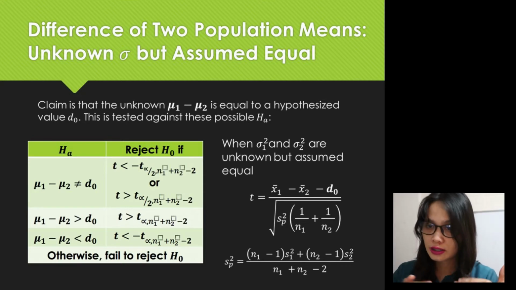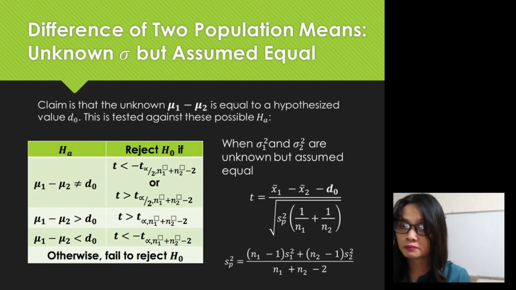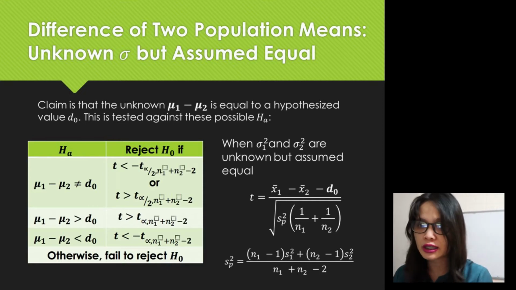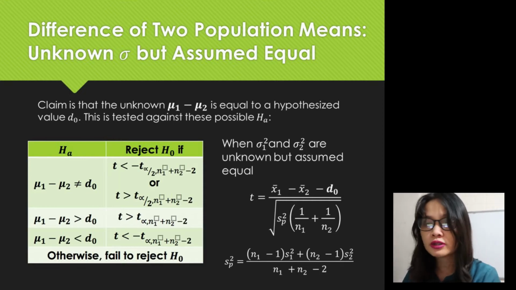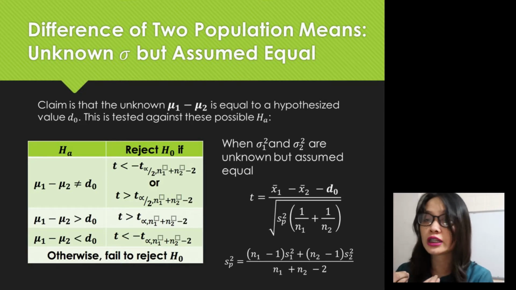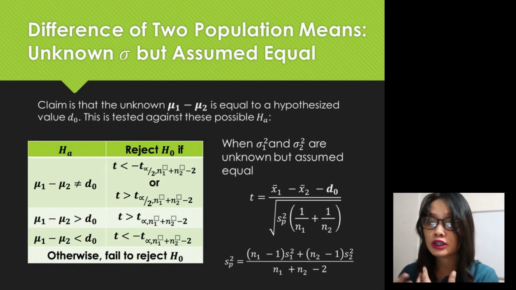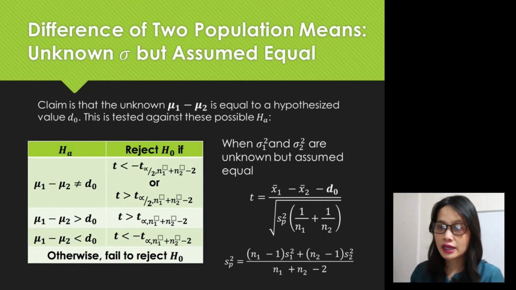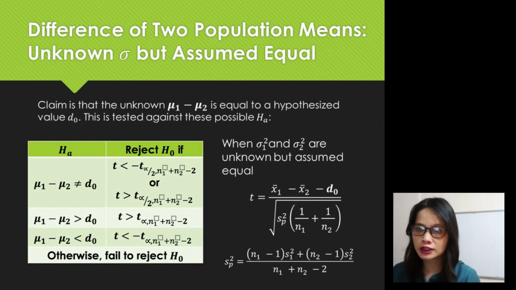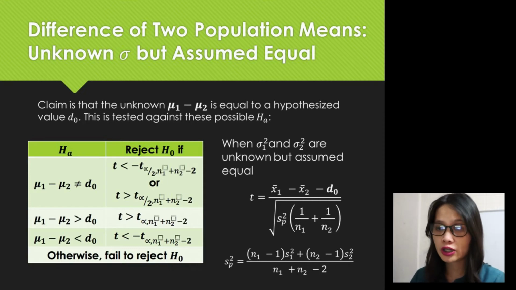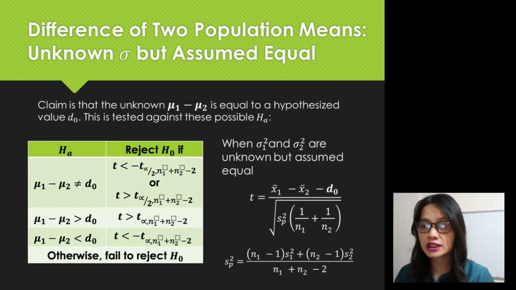And then the next category for alternative hypothesis, if mu1 minus mu2 is greater than D sub O, reject H0 if T value is greater than T alpha. And then your DF is still the same, n sub 1 plus n sub 2 minus 2. Next category, if your HA or alternative hypothesis is mu1 minus mu2 less than D sub O, reject H0 if your T value is less than negative T alpha.